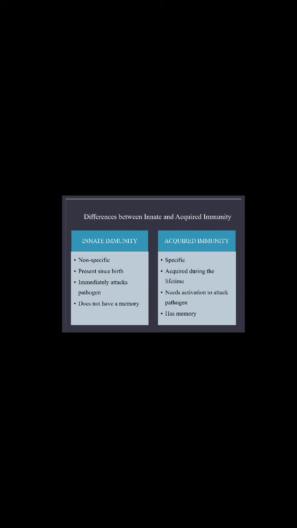But in acquired immunity, it takes time. When the antigen enters our body, antibodies are made slowly, so it takes time. Innate immunity does not have a memory, but acquired immunity has a memory. Like I told you, chickenpox pathogens will enter. Next time when they enter, these memory cells will produce antibodies against those pathogens and kill them. So innate immunity is the immunity since birth, and acquired immunity is the immunity which we develop during our lifetime.